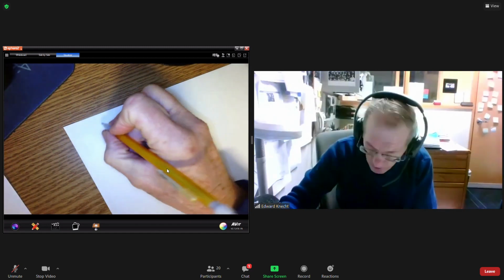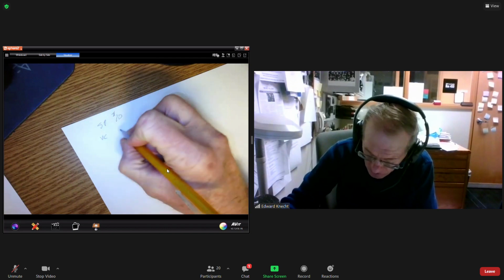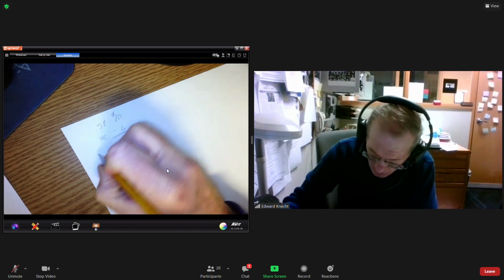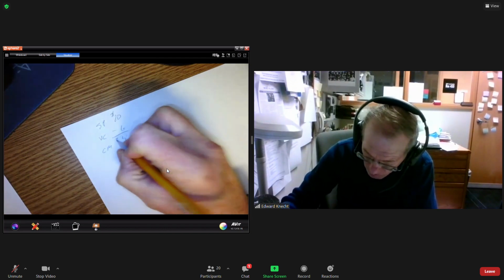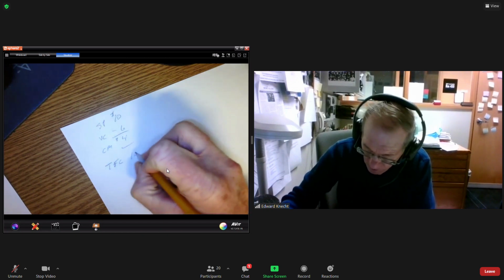We've got a selling price of $10, a variable cost of $6, and a contribution margin per unit of $4. And our total fixed costs, we still have $100,000.